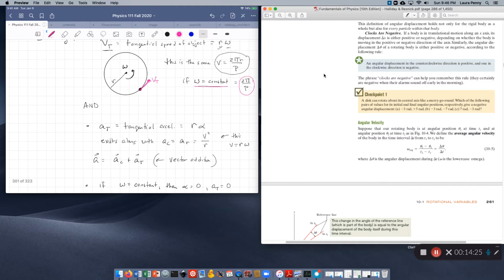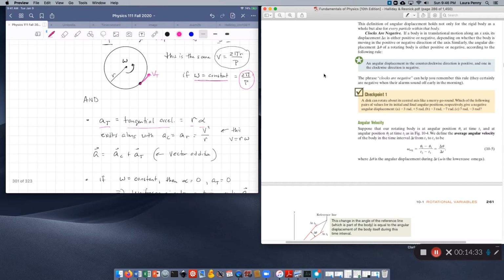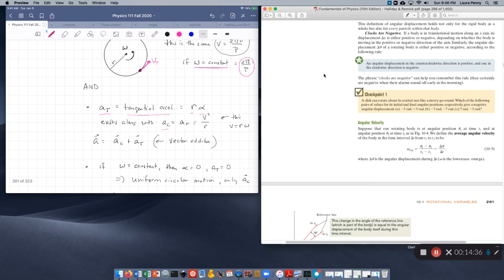There's also tangential acceleration, a sub t, which is going to be r times alpha. This exists along with our old friend a sub c, the centripetal acceleration. So if an object has actual angular acceleration, that means that omega is not constant, right? Alpha is the derivative of omega with respect to time, and so if alpha is not 0, then that means that omega is not constant. That's a double negative there.